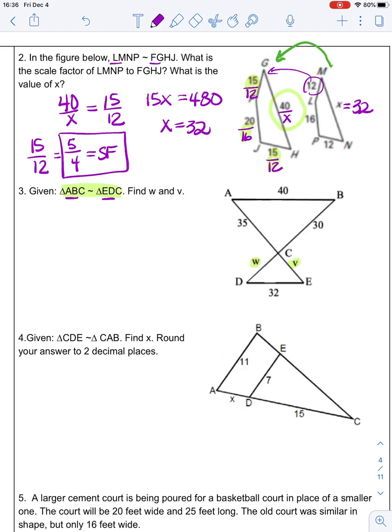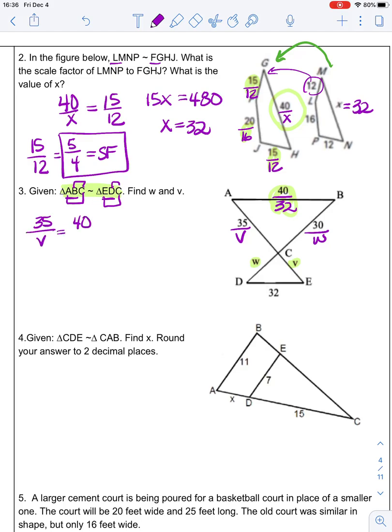You look and you say, okay, AB matches with ED. Again, I'm going to pull all of my numbers over to one triangle so that I know how to work this. It just makes it easier that way. So AB matches with ED, so I'm going to put 40/32. And then AC matches with EC. EC is V, so I'm going to put 35/V. And then BC, which is 30, matches DC, which is W, so I'm going to put that over W. And so now you've got your proportions.